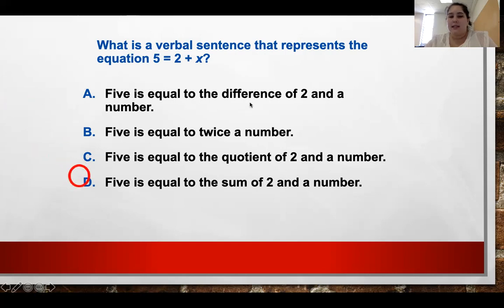So A says difference, that tells me subtraction. Twice the number tells me we are multiplying. And then quotient tells me we are dividing. So my only answer that even possibly can be working is D because it has the word sum.